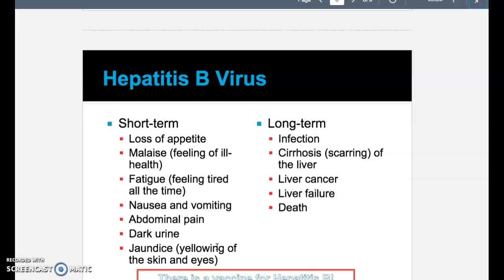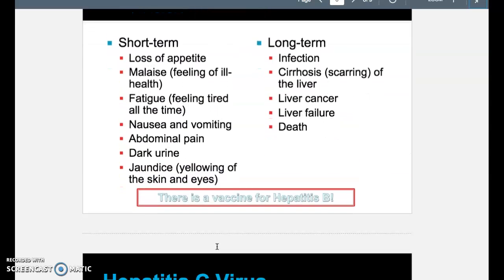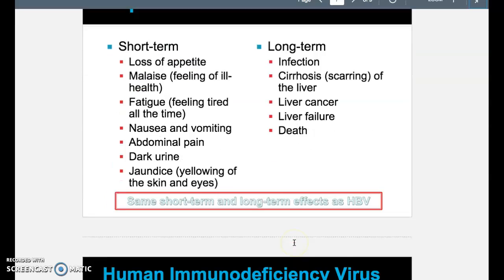Short-term would be loss of appetite, malaise, which is feeling ill, fatigue, feeling tired all the time, nausea and vomiting, abdominal pain, dark urine, and even jaundice, which is the yellowing of the eyes and the skin. Long-term effects of Hep B would be infection, cirrhosis of the liver, which is the scarring of the liver, liver cancer, liver failure, and then, of course, eventually death. Hep C has the exact same short-term and long-term effects.